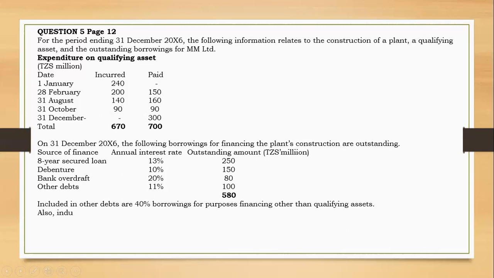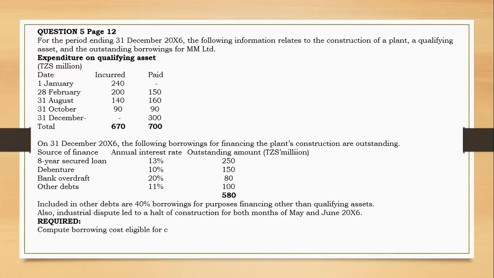Also, an industrial dispute led to a halt of construction for both months of May and June. So if there was an industrial dispute, that means you cannot capitalize borrowing costs for those 2 months of May and June, because the year started in January and it ended on 31st December. So I would have to ignore these 2 months of May and June. All right? What are we going to do? Compute borrowing costs eligible for capitalization for the year ending 31st December 2026. All right, now let's go to the solution.